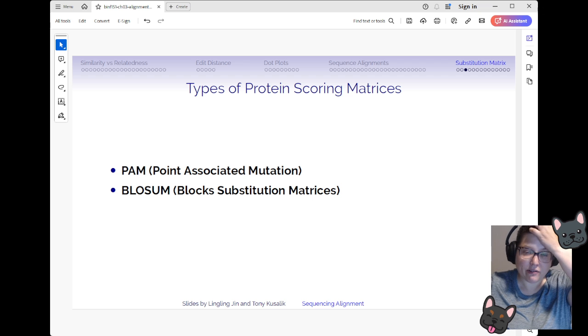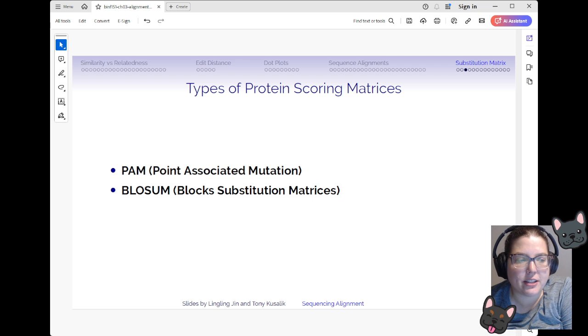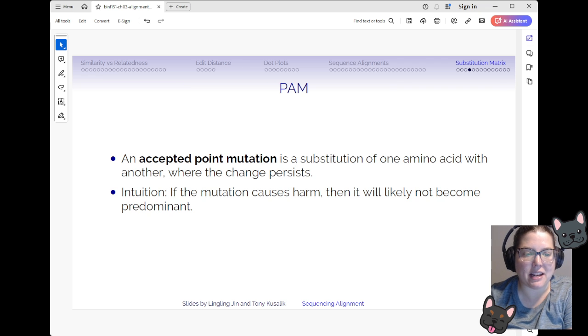We typically in bioinformatics use two kinds of protein scoring matrices. One's called PAM, which stands for point accepted mutation, and the other one's called BLOSUM, which stands for blocks substitution matrices. Now, PAMs are based on these things called accepted point mutations. This is when the substitution of one amino acid with another actually persists in the sequence. The idea is that if the mutation was causing harm to that protein, it would not likely become a predominant mutation within that gene pool because it would be detrimental to the organism or the cell.